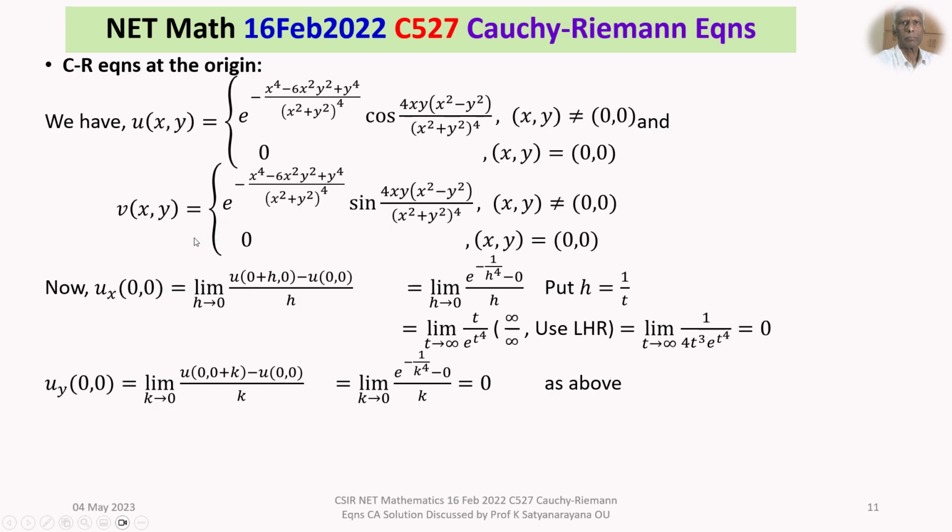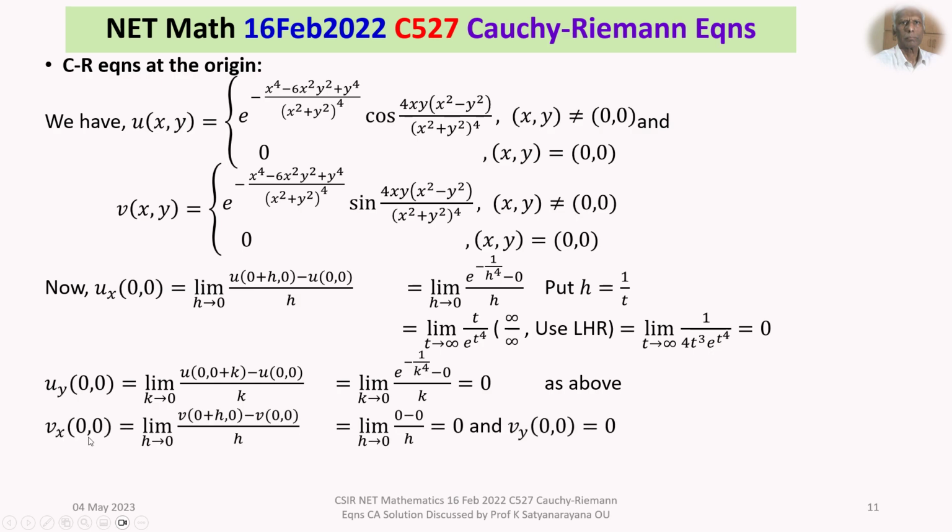So ux is there, and v of x comma y, the partial derivative with respect to x at 0 comma 0. So you leave all this, and you will write x is equal to h, y is equal to 0. So y is equal to 0 means sine will be 0. So that is why it is 0 minus 0 by h. The limit h tends to 0, it is 0. Similarly, vy at 0 comma 0 is 0. Now we see ux is equal to vy, both are 0. uy is equal to minus vx, both are 0.